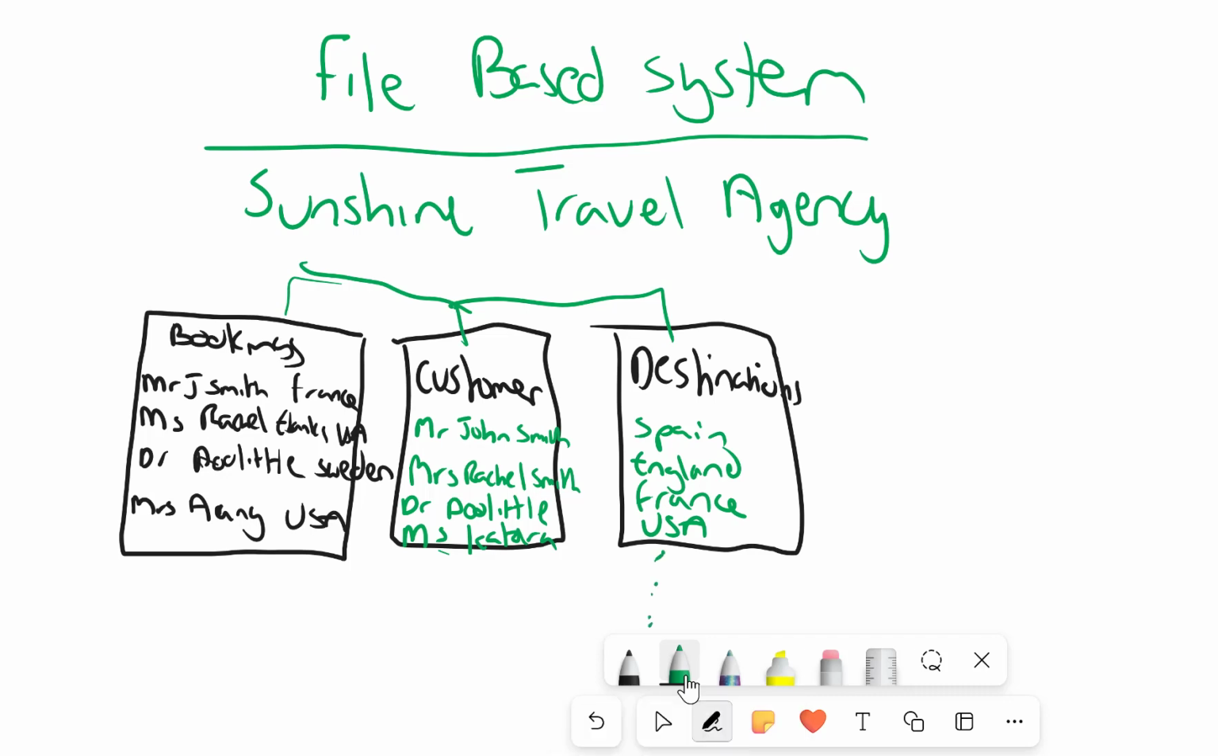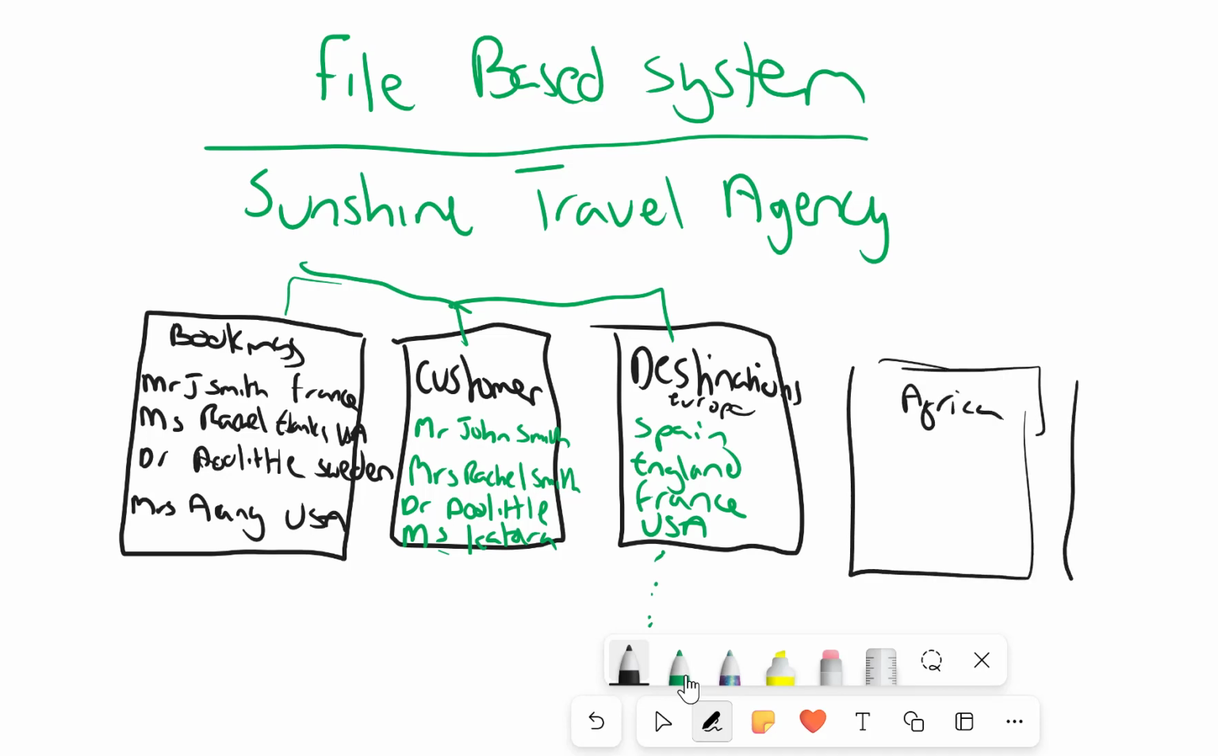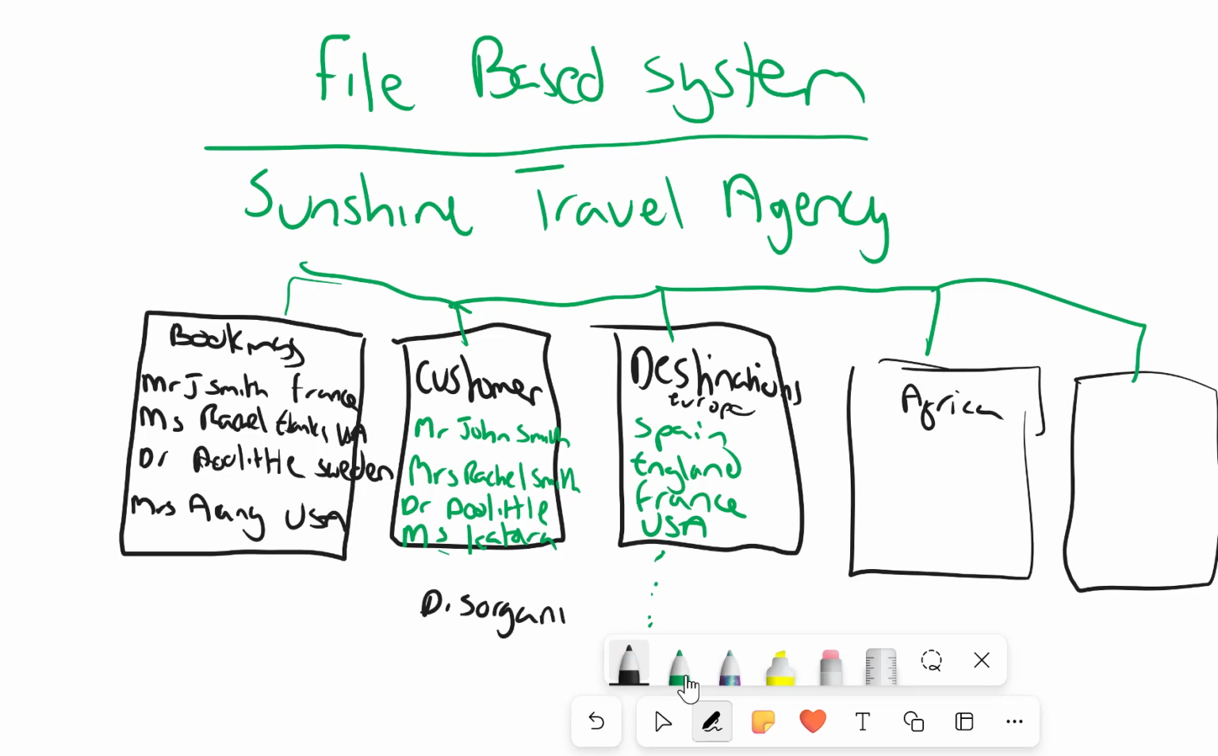But imagine we had 1,000 countries. Imagine we had a destinations Europe, a destinations Africa. So we have different files for each continent. It becomes, I would argue, quite disorganized and hard to find information the more files we have. So that is a negative of us using this file-based system. But it's not the only negative.